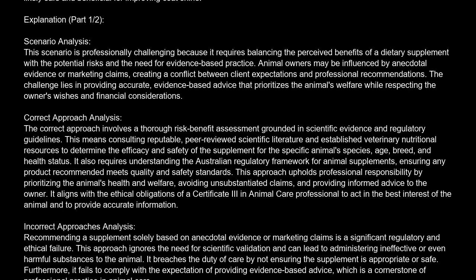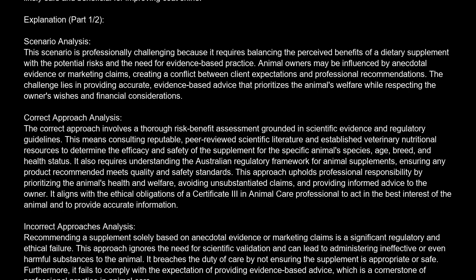Animal owners may be influenced by anecdotal evidence or marketing claims, creating a conflict between client expectations and professional recommendations. The challenge lies in providing accurate, evidence-based advice that prioritizes the animal's welfare while respecting the owner's wishes and financial considerations. Correct approach analysis. The correct approach involves a thorough risk-benefit assessment grounded in scientific evidence and regulatory guidelines.